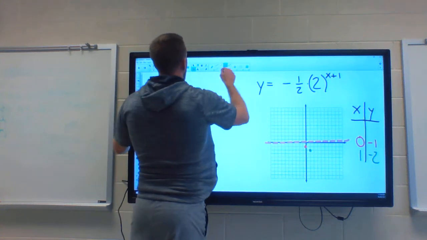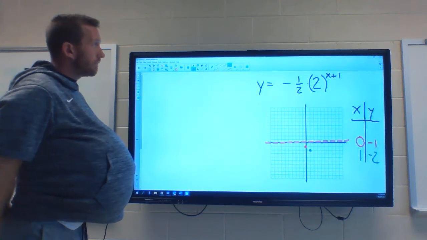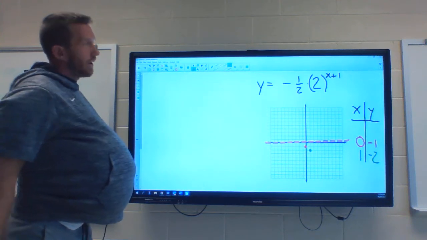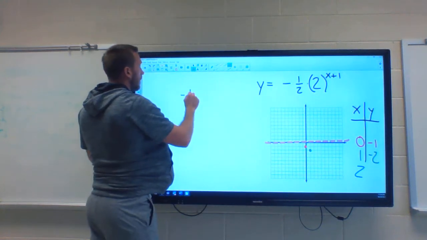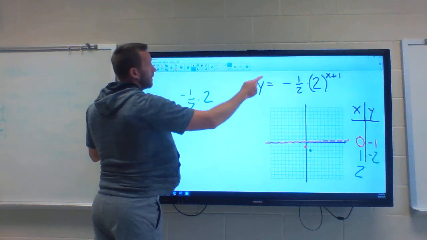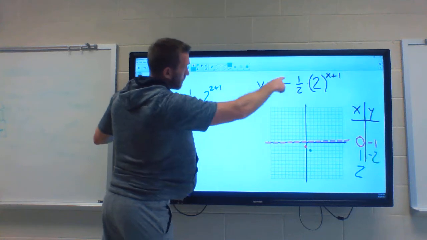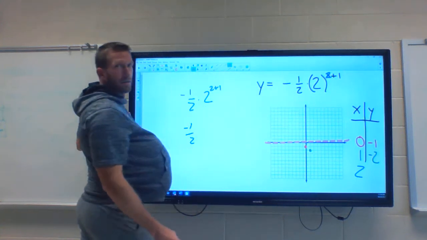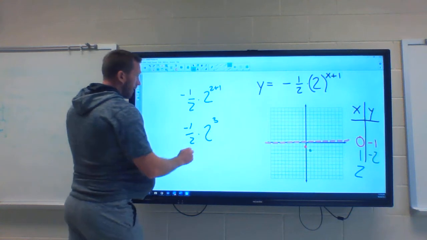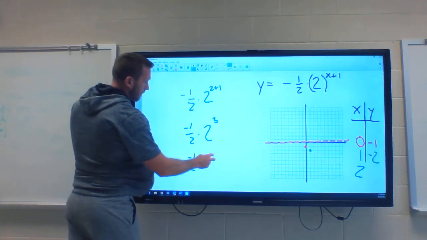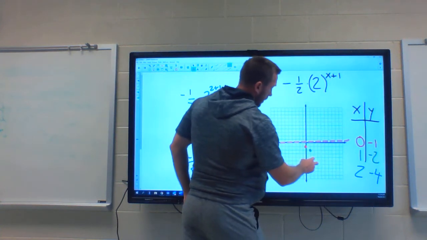Now, I'm going to do something a little bit differently in this next example, okay? Well, let's keep going actually, that's fine. We'll pick the x value of 2. I'll do this one a little bit quicker. Negative 1/2 times 2 to the 2 plus 1 power. So negative 1/2, how did I get 2 plus 1? Substituted 2 in right there for x, okay? Negative 1/2 times 2 to the third. Negative 1/2 times 8 is negative 4. Boom, 2 comma negative 4.